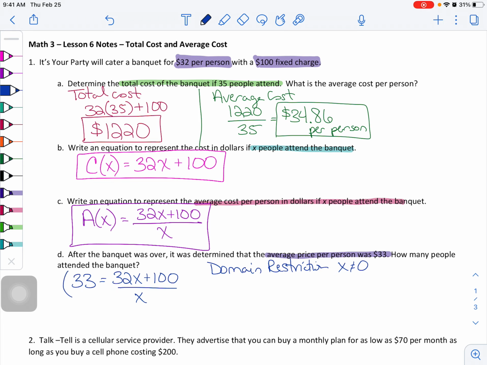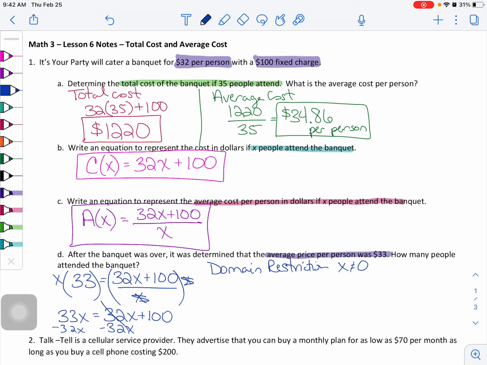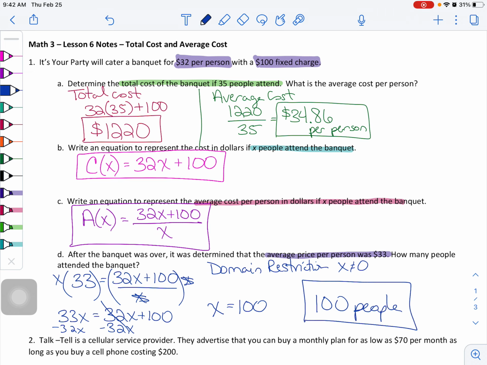Once we've got our domain restriction, we know that x can't equal 0. I'm going to use my LCD, which in this case is x, and multiply both sides of my equation times x. On the left side, this is going to turn into 33x. On the right side, the x that I'm multiplying will cancel out the x that I'm dividing, right? Those completely divide out. So I'm left with 32x plus 100. No more fractions. It's kind of nice. I'm going to solve this by subtracting 32x from both sides. So 33x minus 32x is just x equals, there's just 100 left here. So I've solved for x. How many people attended? 100 people.